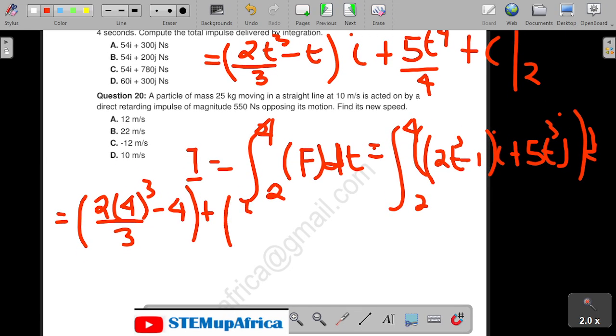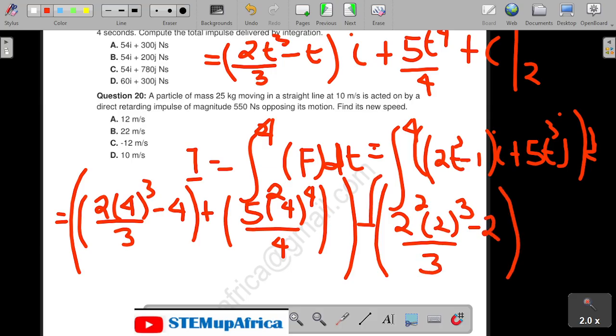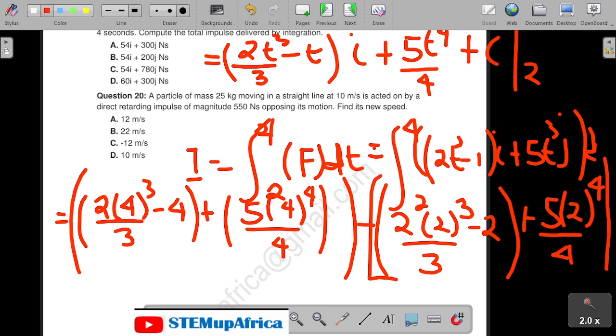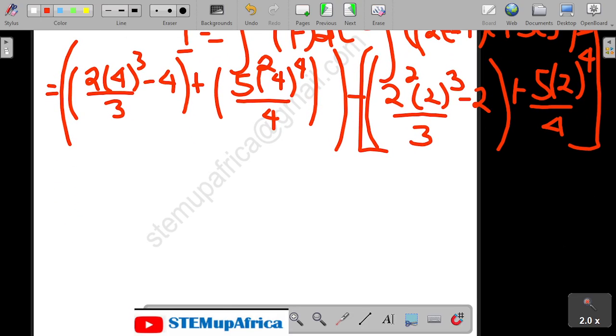We have 5 bracket 4 raised to the power 4 over 4, then minus, when it is 2, I'm having 2 bracket 2 raised to the power 3 over 3 minus 2 plus 5 into 2 raised to the power 4 over 4. So this is what we have, if you are to actually simplify it the way it ought to be simplified.